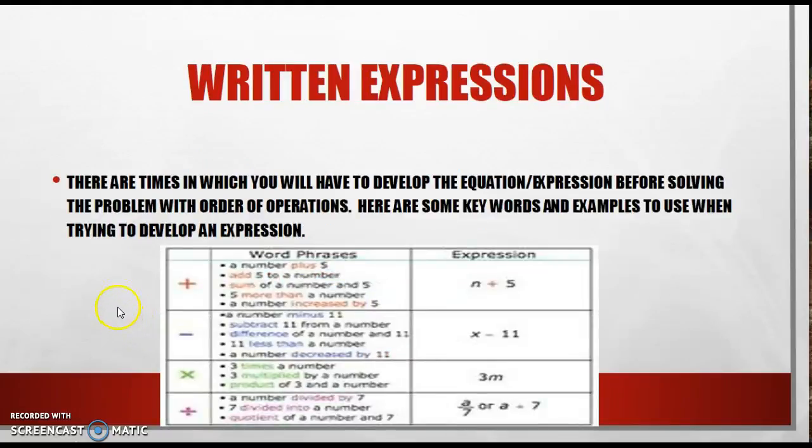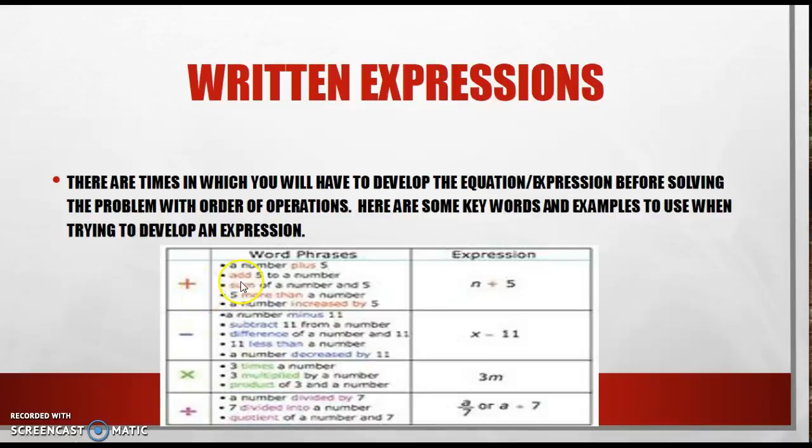The last part of the week, we're going to be doing written expressions. There are sometimes when we have to develop the equation or the expression that we need in order to solve the problem before we can actually solve it. So there's some key words and examples that you can use. We're going to get a copy of this paper this week.